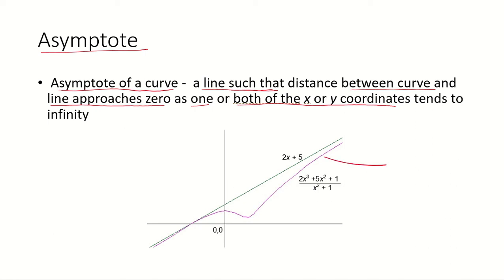So if this is the curve for this function, what would be the asymptote? This line is the asymptote to this curve. It means that the distance between this line and this curve will approach 0 if either x or y or both of them tend to infinity. So this is the definition of asymptote, and this asymptote can be used to represent the complexity of an algorithm.